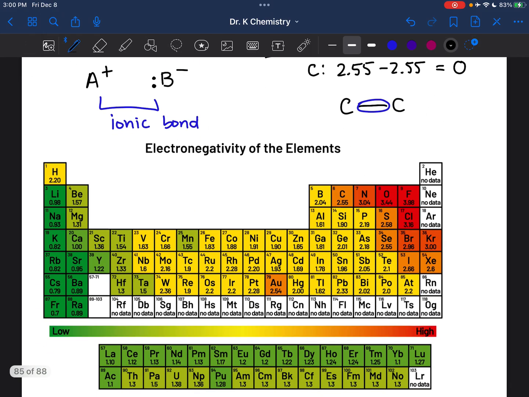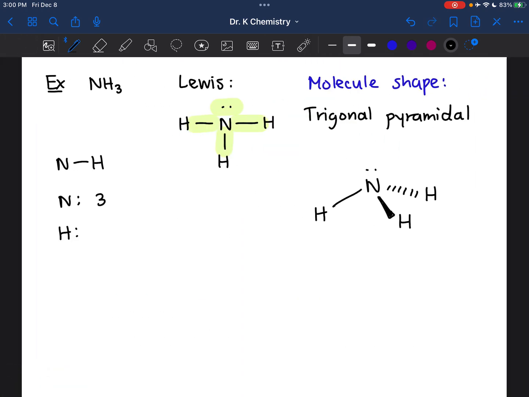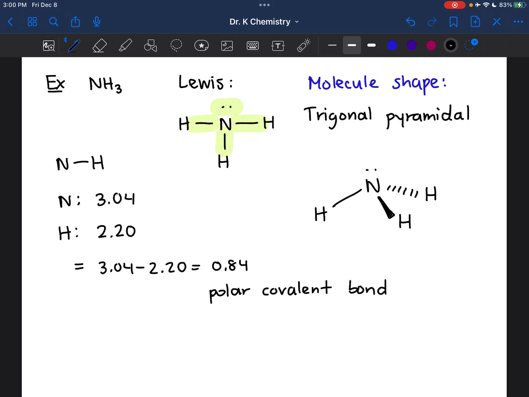So I forget the electronegativity of nitrogen, 3.04. Okay, nitrogen is 3.04, hydrogen is 2.2. So I'm going to subtract those two values. And I'm getting 0.84, which is a polar covalent bond. Okay, so that's why I instinctively drew the Lewis structure and the shape, because I knew that this was going to be a polar bond. But that would be the first thing you would do, see if the bond is polar to begin with.